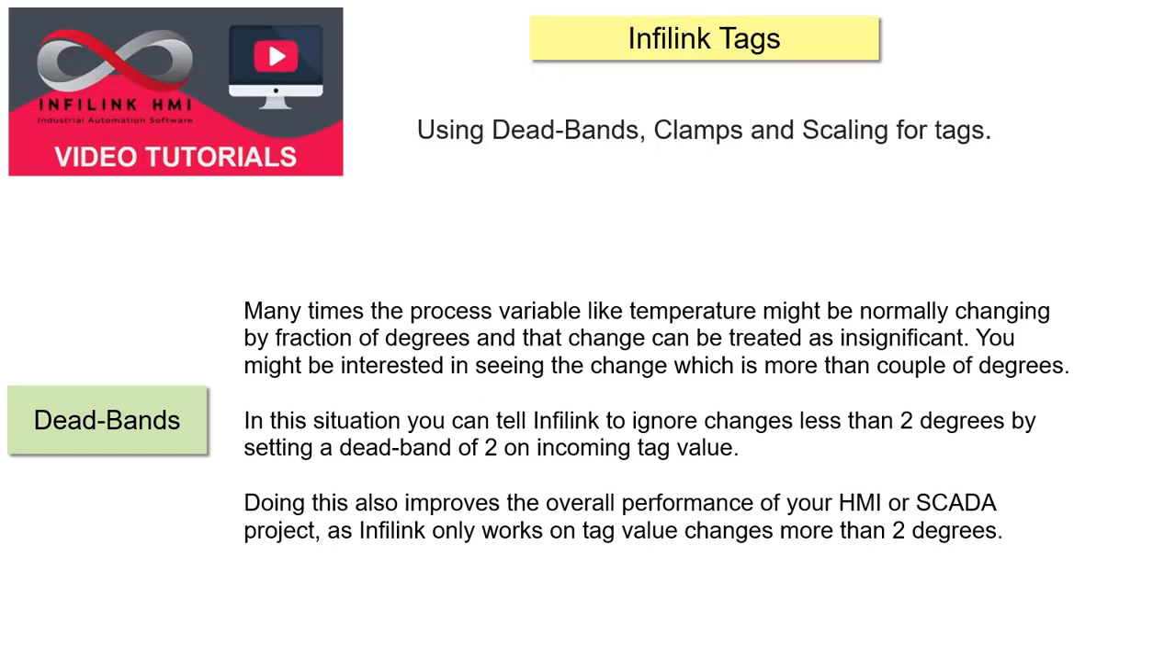Many times the process variable like temperature might be normally changing by fractions of degrees, and that change can be treated as insignificant. You might be interested in seeing only the change which is more than a couple of degrees. In this situation, you can tell Infilink to ignore changes less than 2 degrees by setting a deadband of 2 on incoming tag value. Doing this also improves the overall performance of your HMI or SCADA project, as Infilink only works on tag value changes more than 2 degrees.